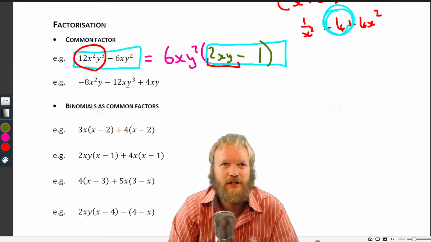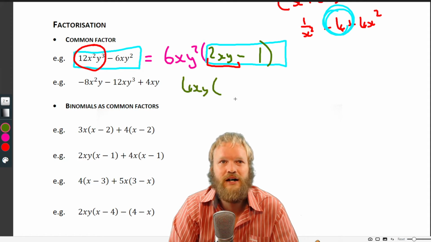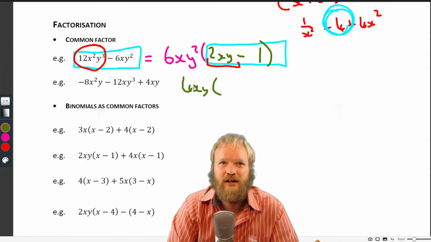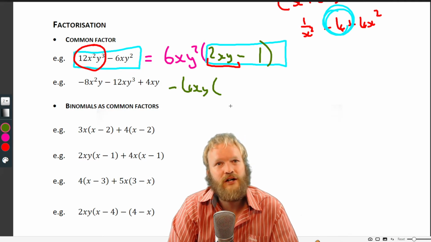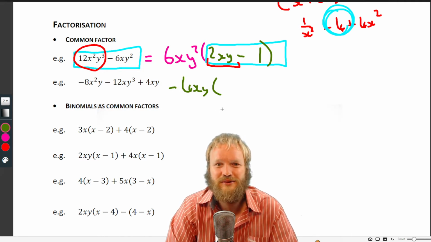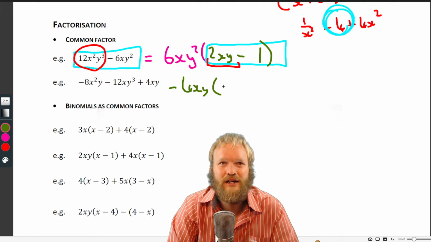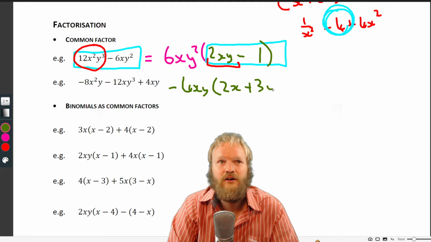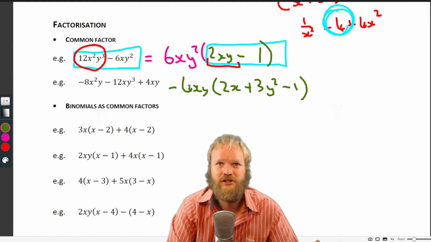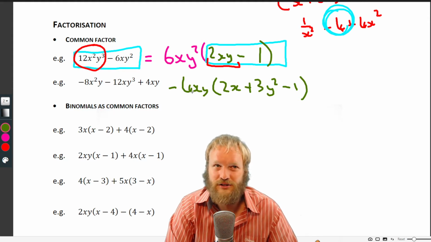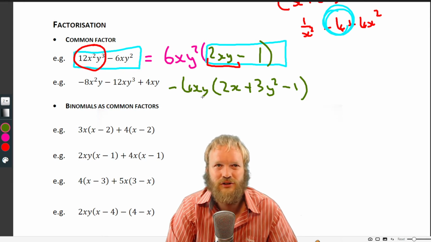Well, it looks like 4xy goes into all of these, so we got 4xy. Doesn't really matter if you take out a 4xy. Perhaps you took out a minus 4xy. I'm going to do that because that looks more exciting, doesn't it? And we've got negative 4xy means that this first term can be positive 2x, plus 3y squared minus 1. Could be one way to do it if you wanted your first term to be positive in the bracket. Nothing wrong with taking out a positive 4xy. That's just a nice way to do it.